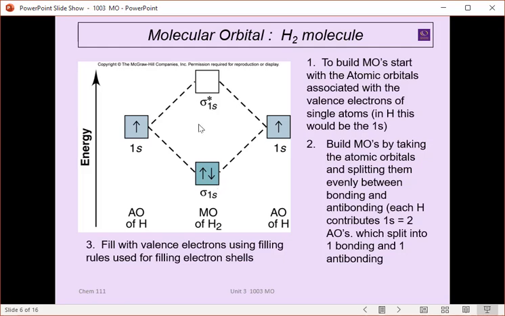So basically the notation looks like this. These are sigma, meaning they have electron overlap in the center. They came from 1s's, so we call them sigma 1s molecular orbital. Now, the minute you see a sigma star, you call that an anti-bonding orbital. So I now have 1 bonding and 1 anti-bonding. I have 2 electrons. I fill them spin up, spin down.